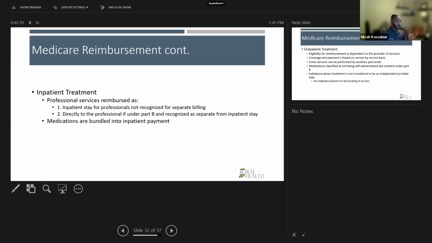For inpatient treatment, professional services can be reimbursed as part of the inpatient stay, and they are not recognized specifically as separate billing. Additionally, they can be reimbursed directly to the professional if they are covered under Medicare Part B and recognized as separate from the inpatient stay. And again, medications are bundled into the inpatient payment through the reimbursement process.